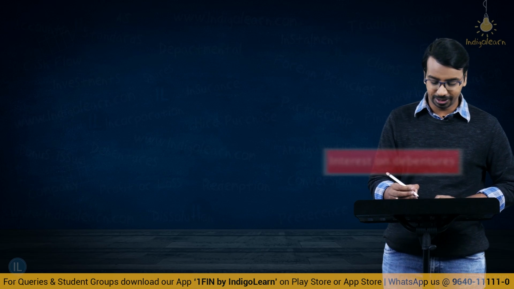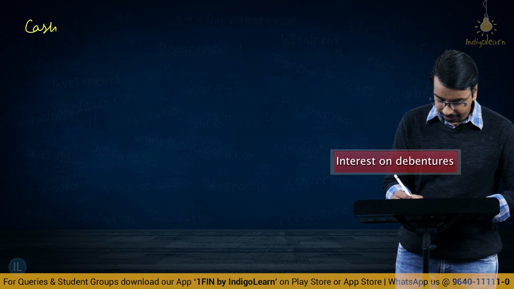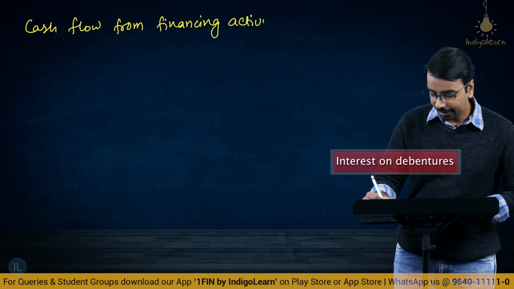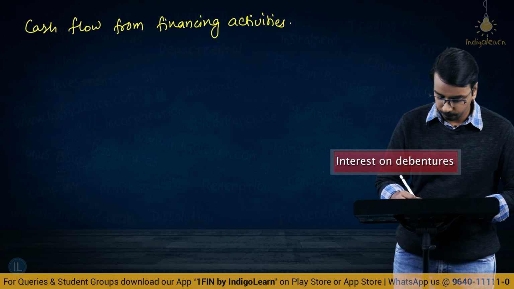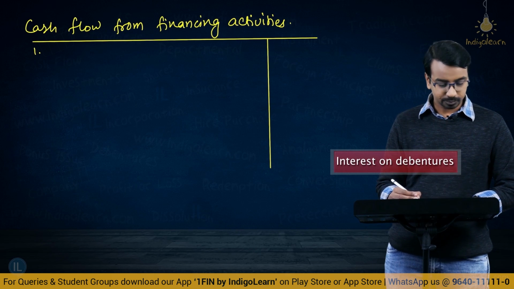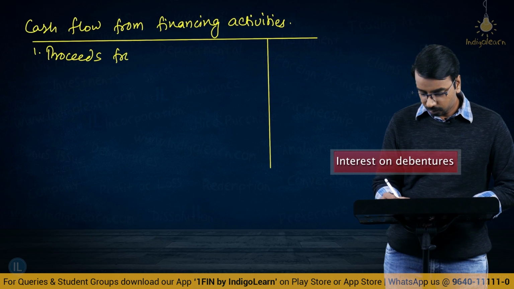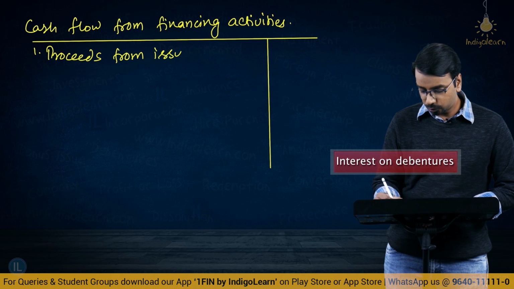See, it's an issue of debentures. We are borrowing monies for financing purpose. So we'll classify it as cash flow from financing activities. What's the item here? We have proceeds from issue of debentures.